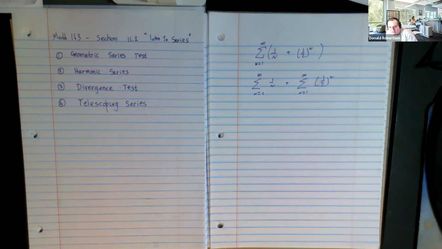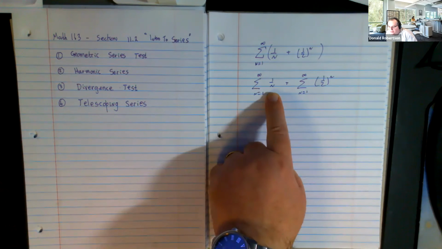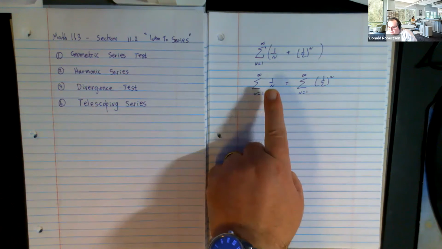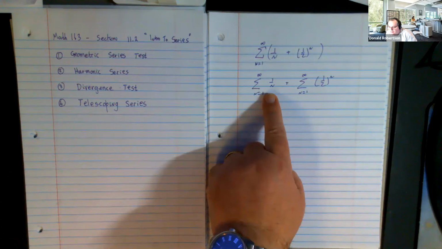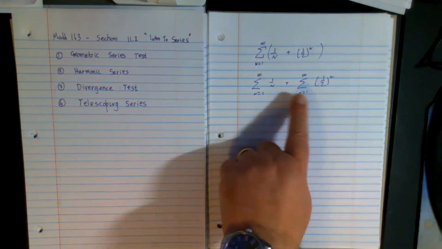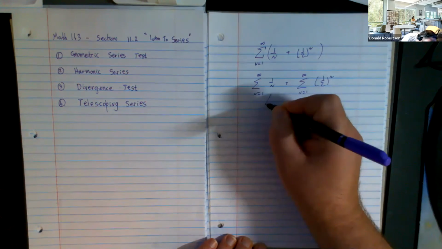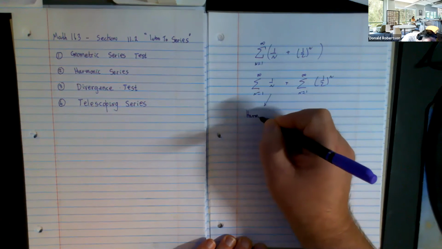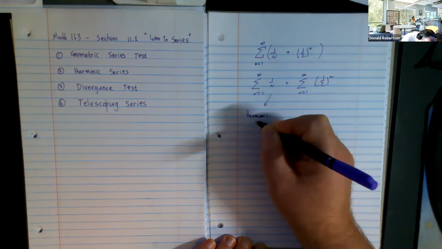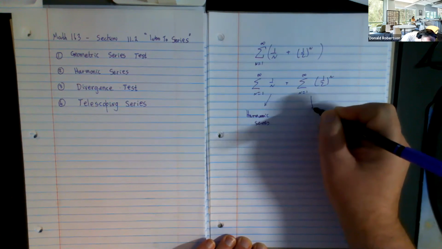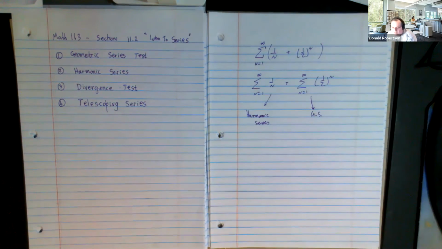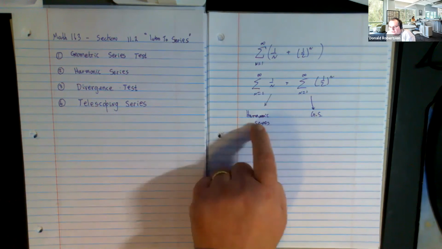Now, do you recognize this one in its sigma notation? What's its fancy name? Geometric? No, it's harmonic. It sounds like it's something to do with music, harmonic. So this one is a harmonic series. And this one here is a geometric series, right? Now let's focus on the harmonic series.